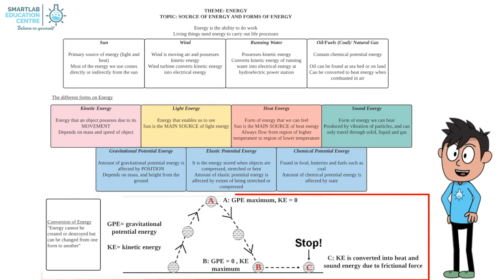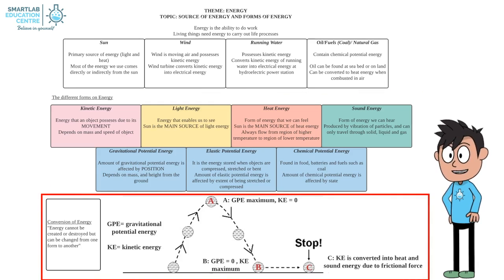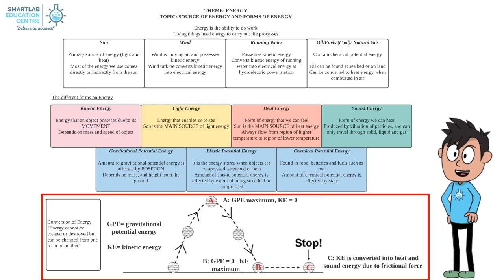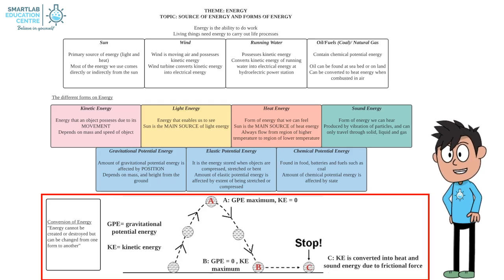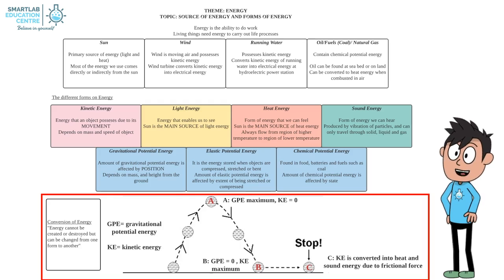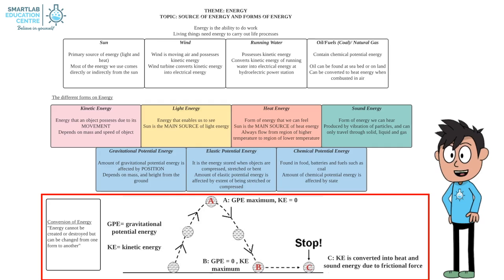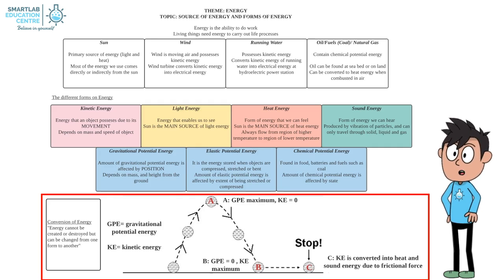Energy cannot be created or destroyed, but can be changed from one form to another. At point A, gravitational potential energy is at the maximum, and kinetic energy is zero. At point B, gravitational potential energy is zero, and kinetic energy is at a minimum. At point C, the kinetic energy is converted into heat and sound energy due to frictional force.